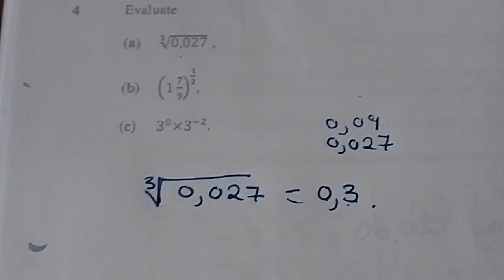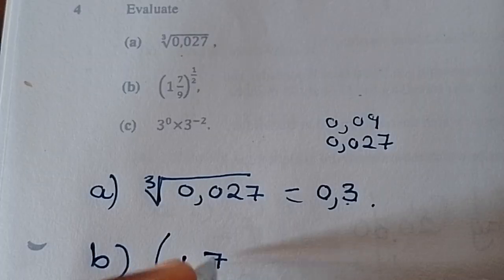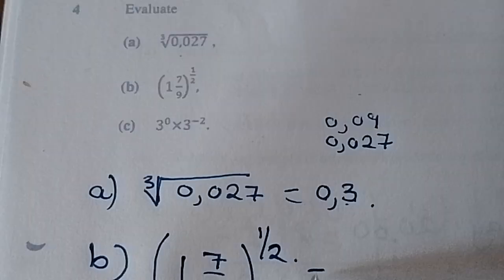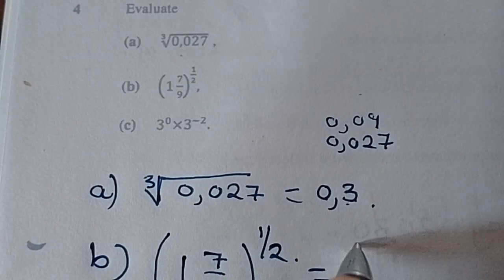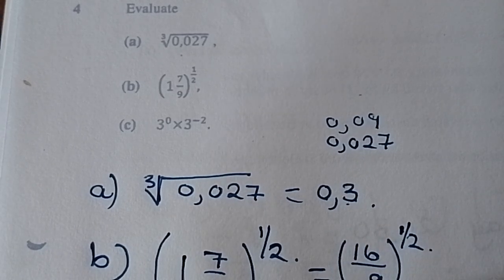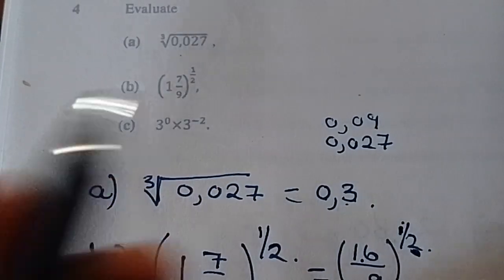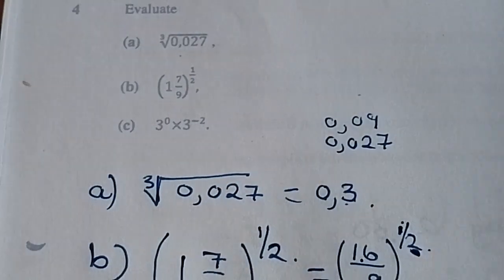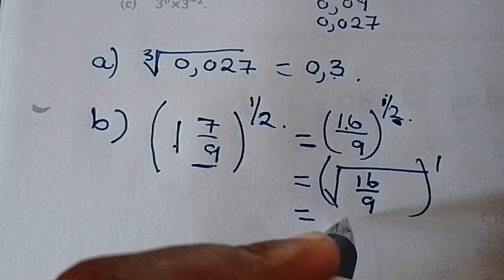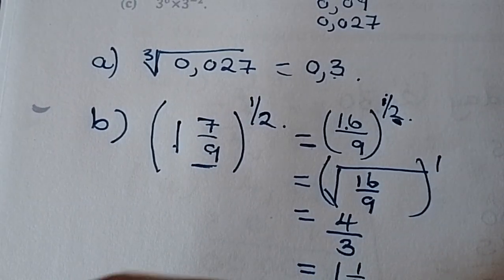Then part B, this is our A. B, 1 and 7 over 9 to the power half. Express this as an improper fraction. 9 by 1 is 9 plus 7, 16 over 9 to the power half. Then this is the square root. Square root of 16 over 9 to the power 1. So the square root of 16 is 4, the square root of 9 is 3. So it's 1 and 1 over 3.